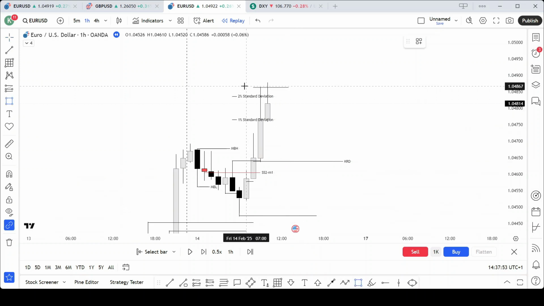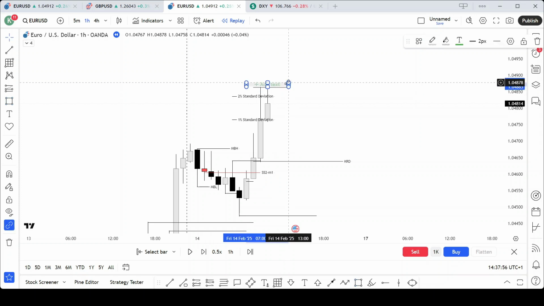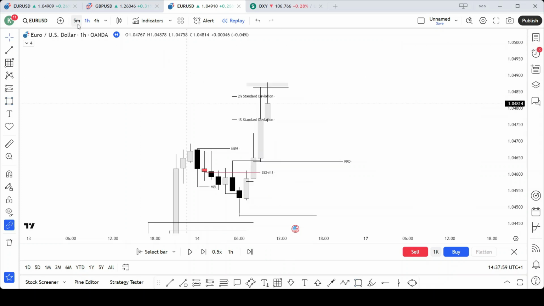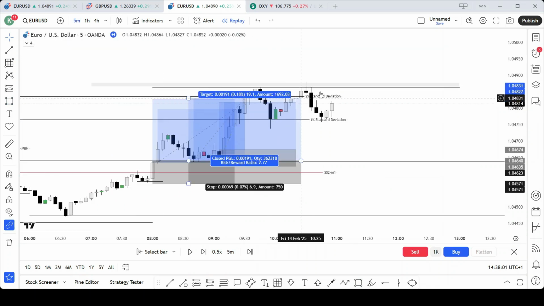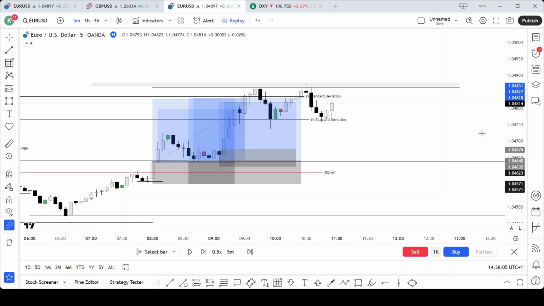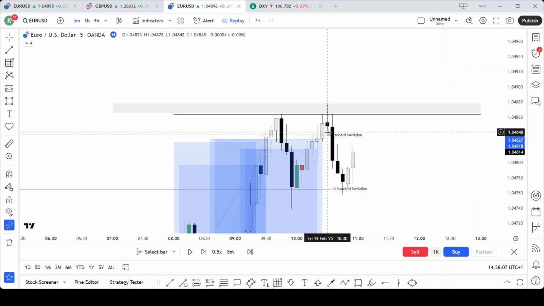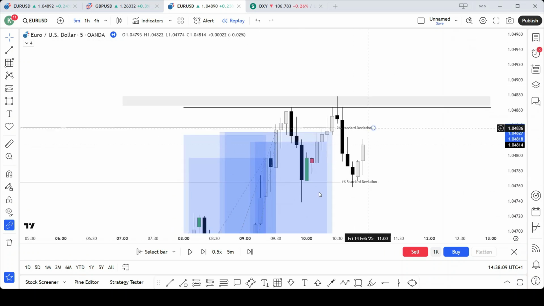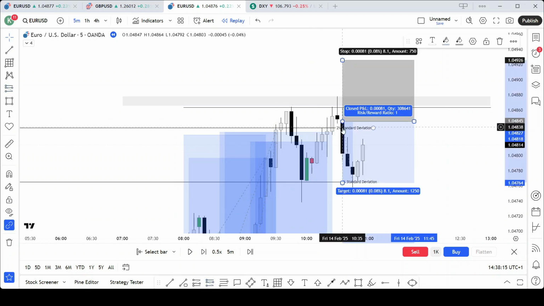Okay, so this is the lower time frame, 5 minutes. So this is the candle, right? So this is 10:30. So at this point we can start looking for sales. And where is our entry? This is our entry, at the close of this candle, right?